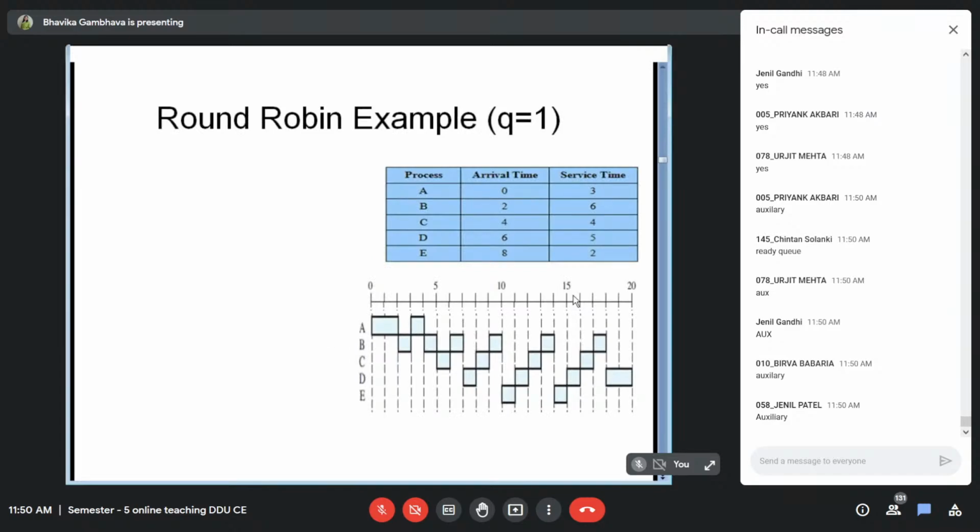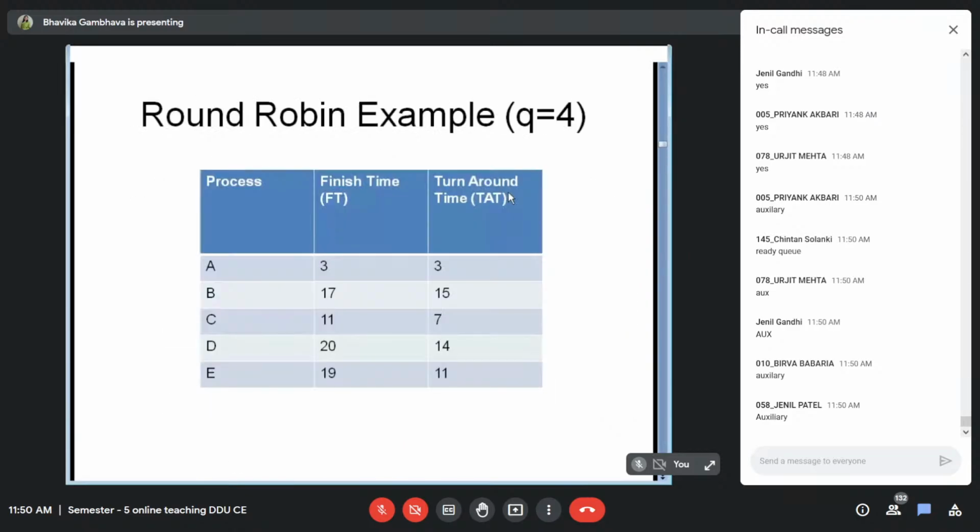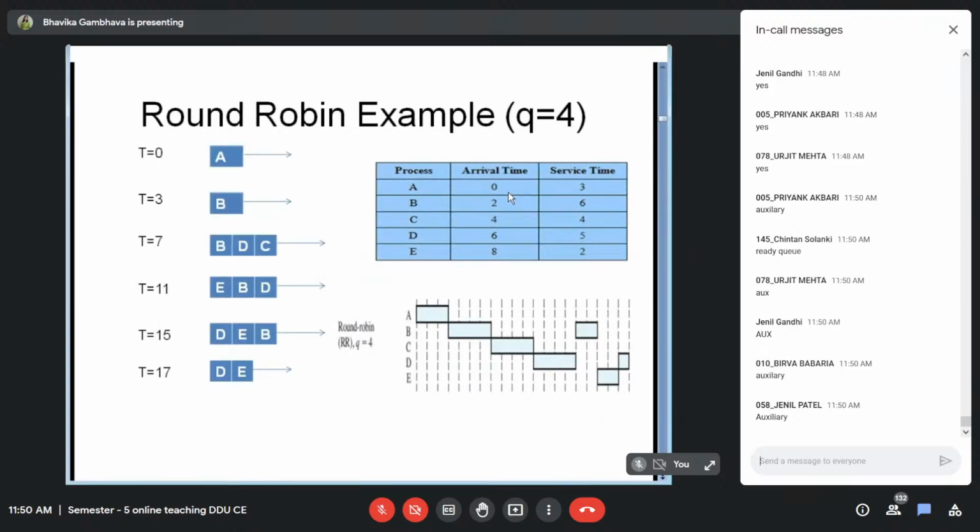Now I want you to do this example, 0, 2, 4, 6, 8. The same example, okay? Now I want to calculate for time quantum 4. What is the meaning of that? After each 4 clock cycles, the next process will be given a chance if it is available. Here the time quantum was 4. So when B starts, then for 4 time slots it will be occupying the processor. Then C comes, then C will be occupying for 4.